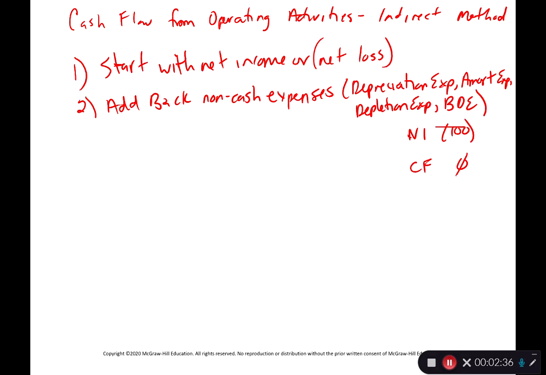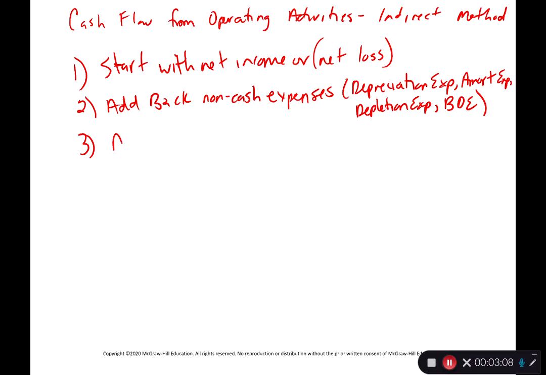So step 2 fixes or converts the net income effect to the cash flow effect. How do we get from negative 100 to 0? We would add the 100 depreciation expense back in order to convert from net income to the cash flow effect. So that's why step 2 exists. The non-cash expenses impact net income but not cash flows, so we basically have to reverse the effect that they have on net income to get to the cash flow effect.